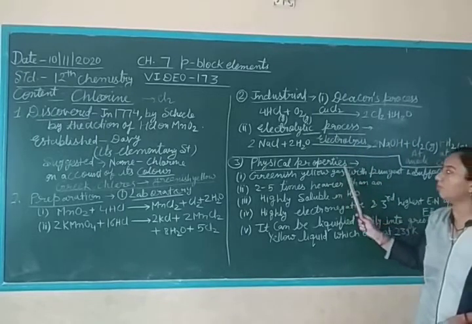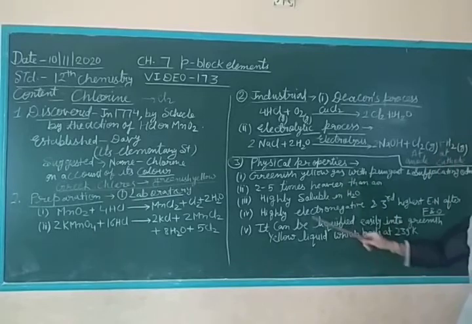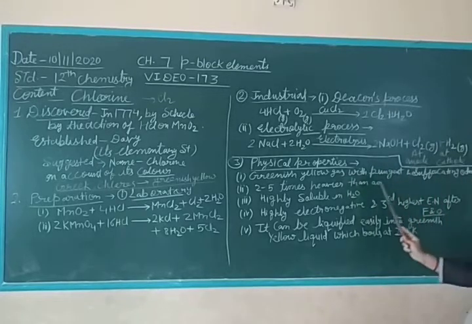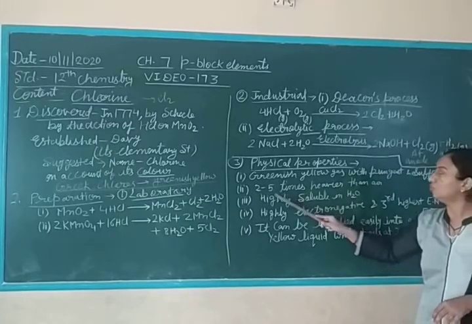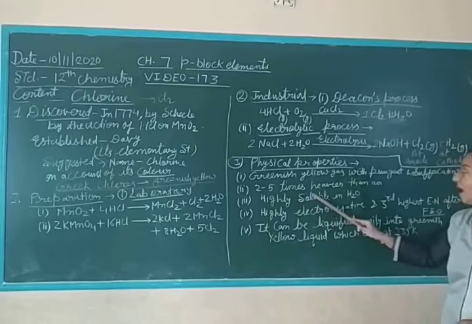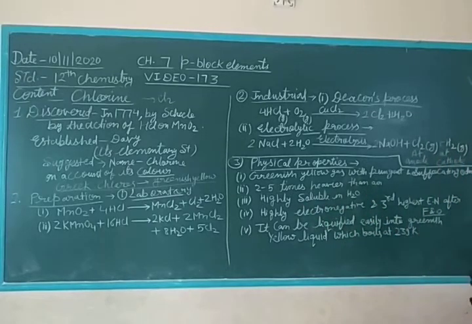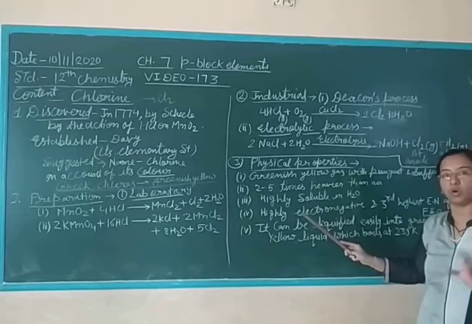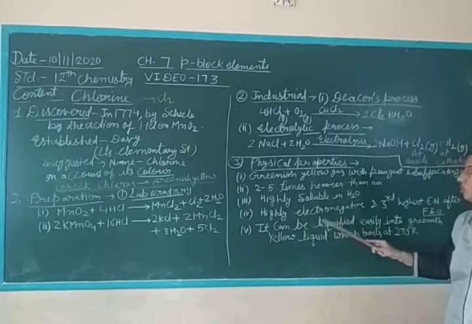Next is physical properties. Physical properties of chlorine: it is a greenish yellow gas with a pungent and suffocating odor, an unpleasant smell. It is about 2.4 times heavier than air. Chlorine is highly soluble in water, easily dissolving.